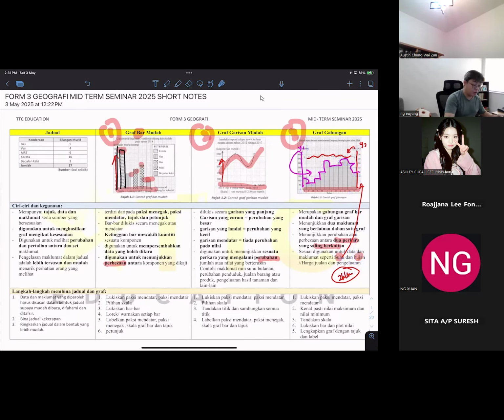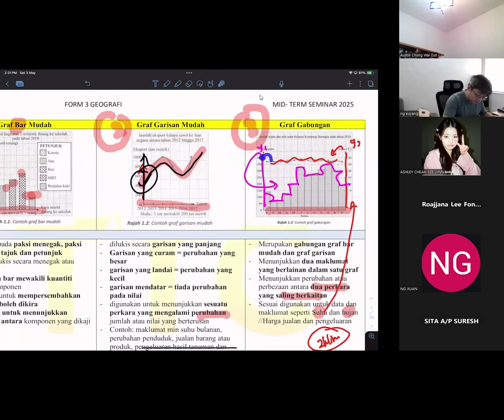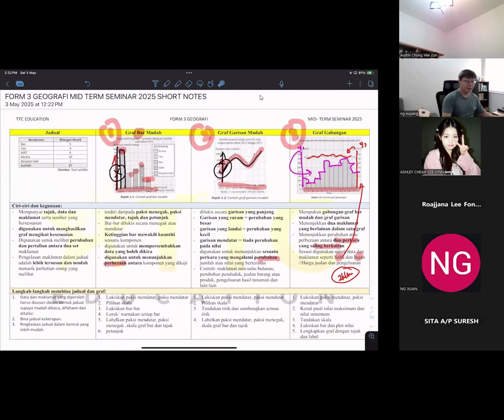So when we are trying to draw for the graph garisan, right? Your garisan yang meningkat menurun is stick to your paksi Y. So this is not going to stick, but this is going to stick. Opposite. When we are trying to draw for the graph gabungan, your graph garisan and then your paksi Y2 is not going to stick, including your Y1. So Y1 to Y2, your graph garisan is not going to stick to the two paksi Y. Understand? So that's the differences. Okay? Any questions now? Form 1?